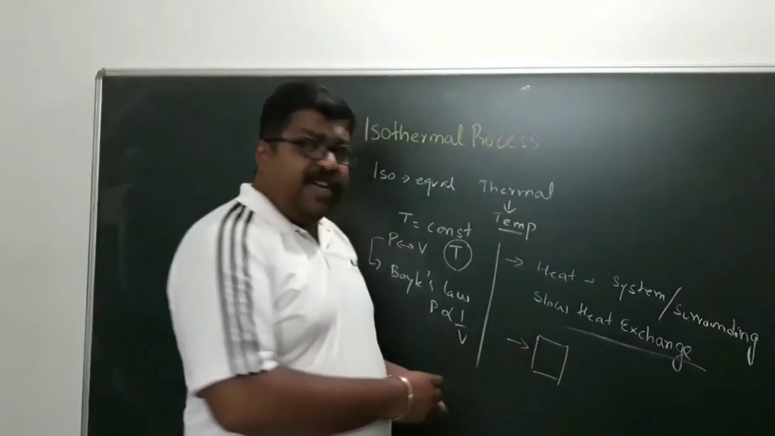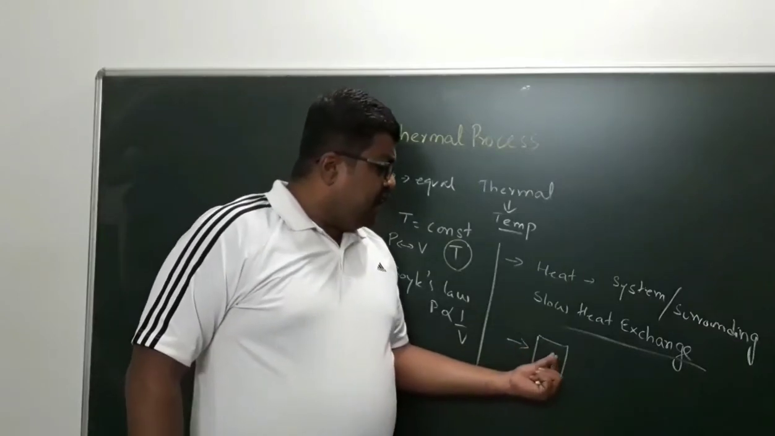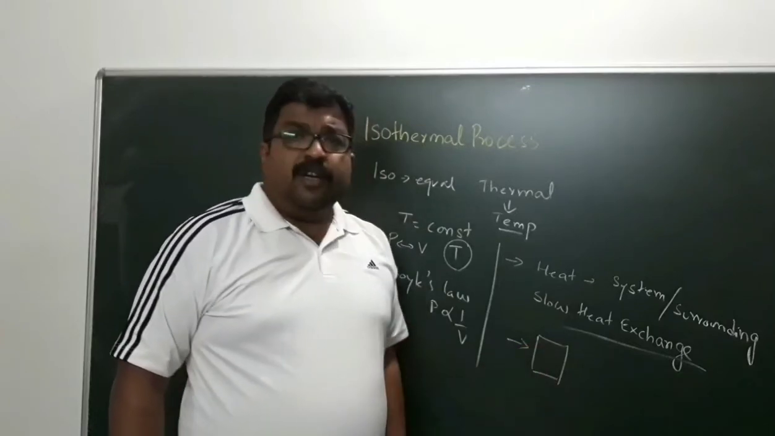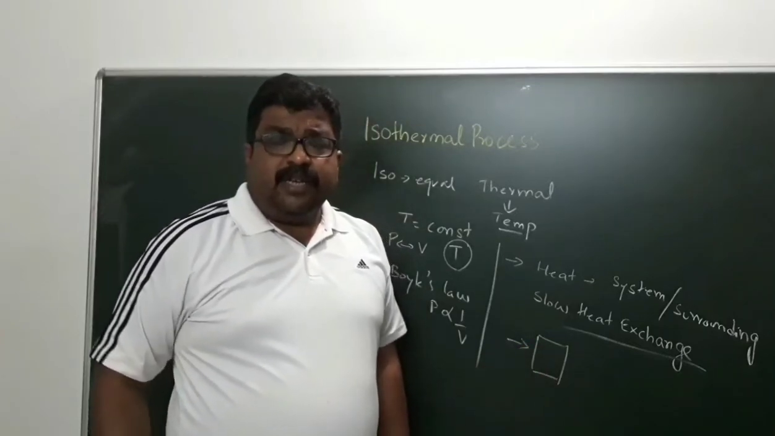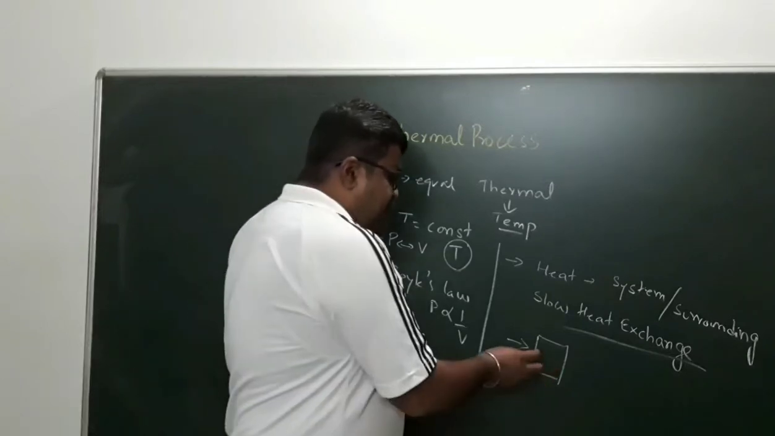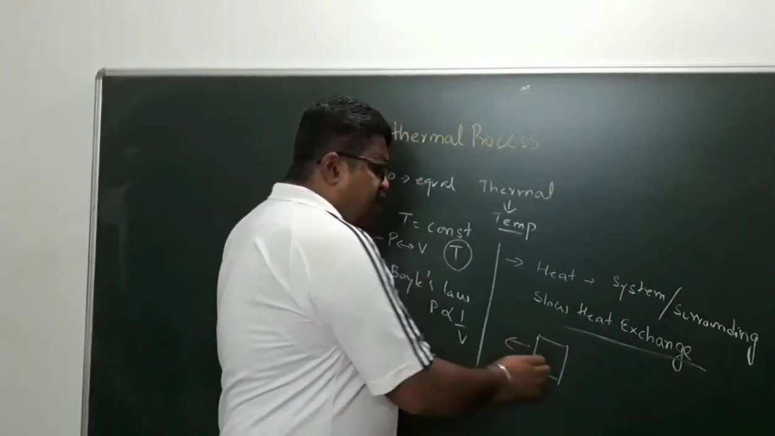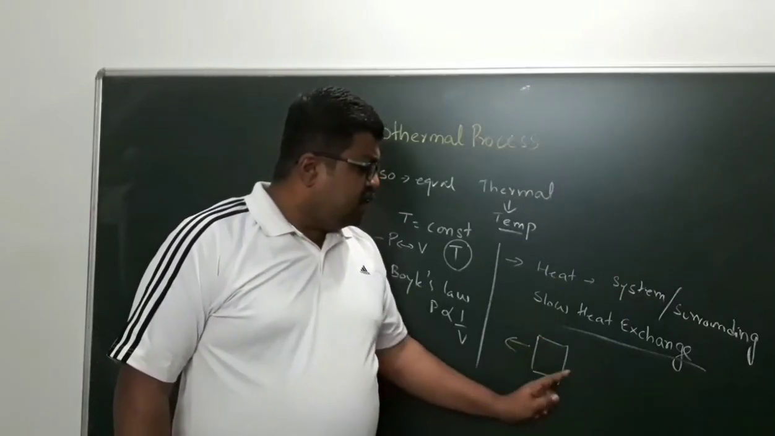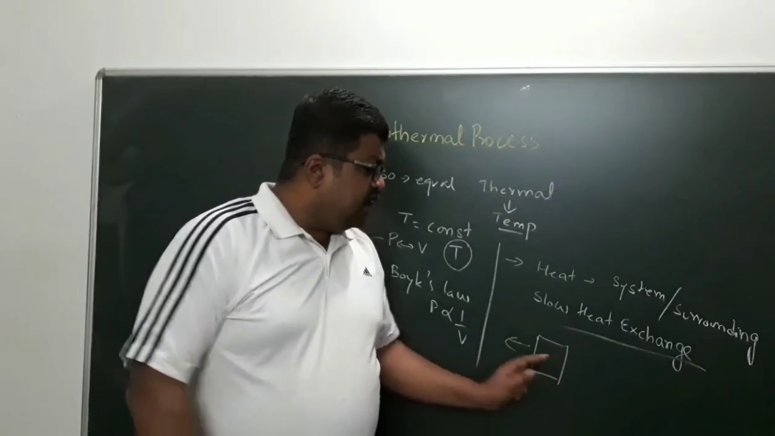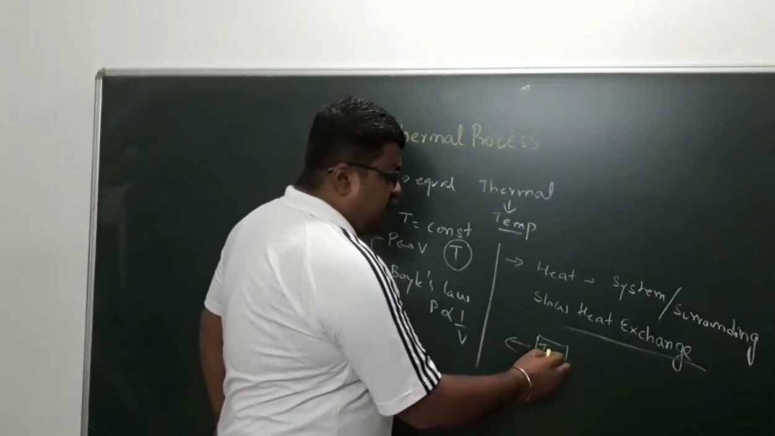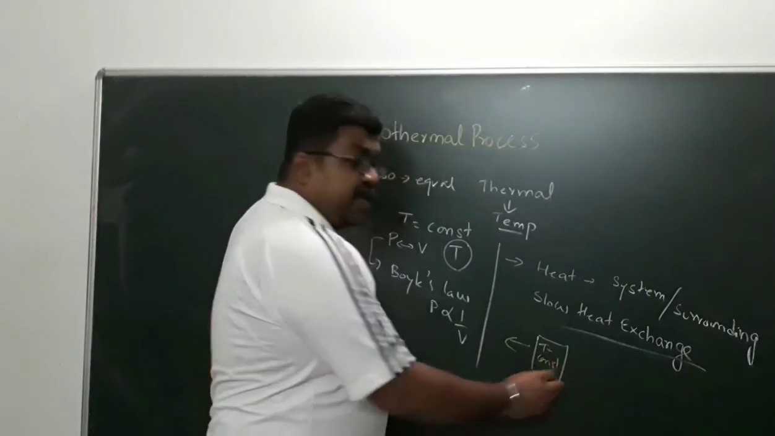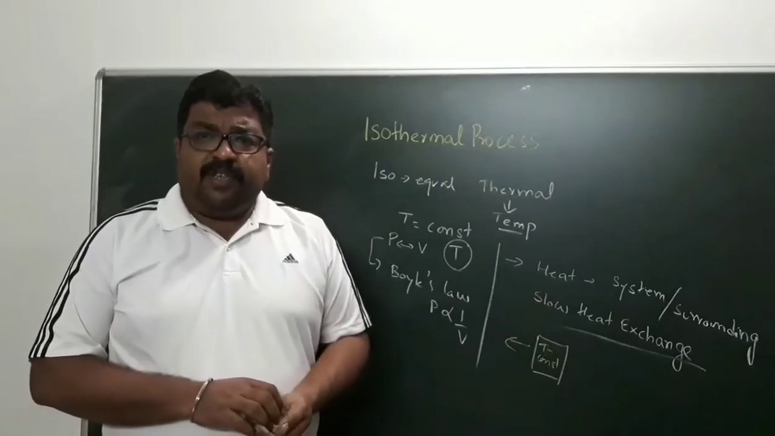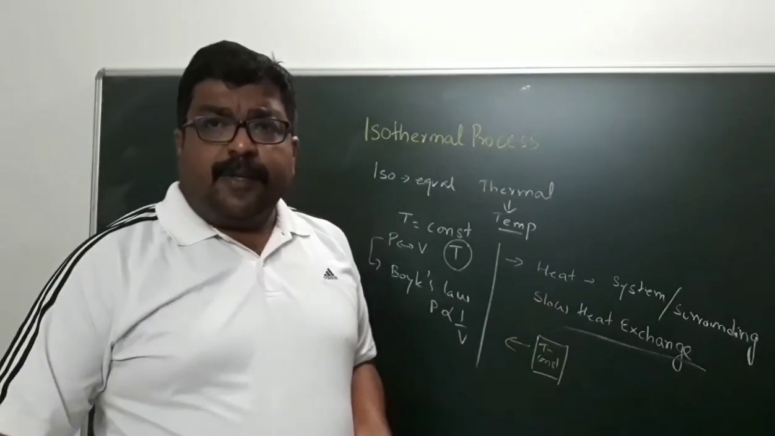So, if heat is supplied to the gas, then at the same time this heat will be conducted to the surrounding, so that the temperature of the gas will remain constant. Similarly, if heat is extracted from this cylinder, then again heat will flow to the container from the surrounding. So again the temperature of this system will remain constant. Okay, so this is another identifying feature of an isothermal process.